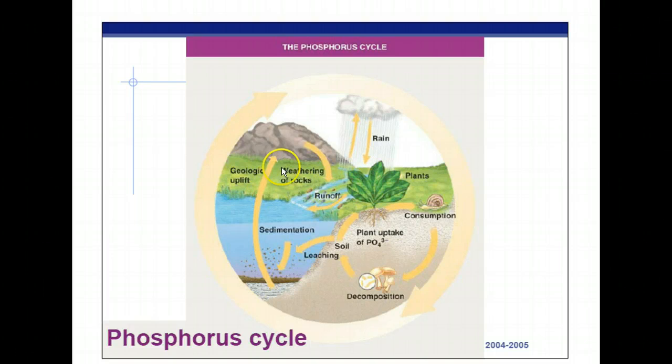The phosphorus cycle has a fairly simple cycle for the organic part, the living part. The plants take it up through the roots, through the soil, in the form of phosphate. Animals get their phosphorus from the plants they eat. Decomposition returns phosphorus back to the soil to be reused by plants.